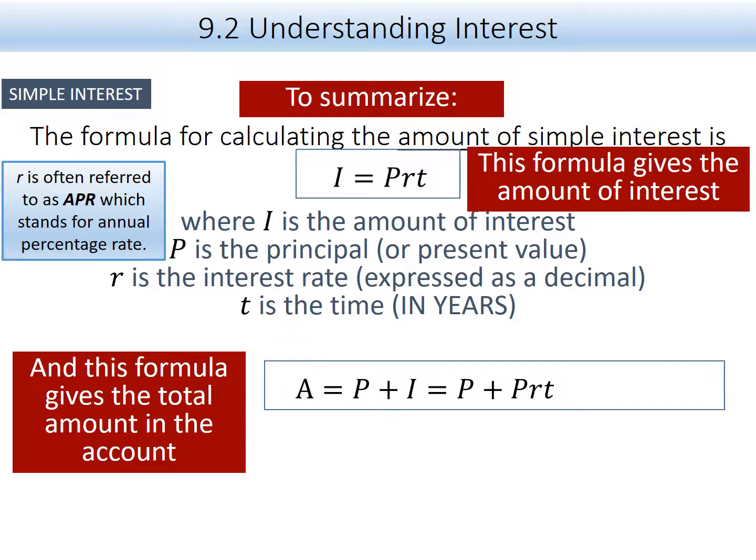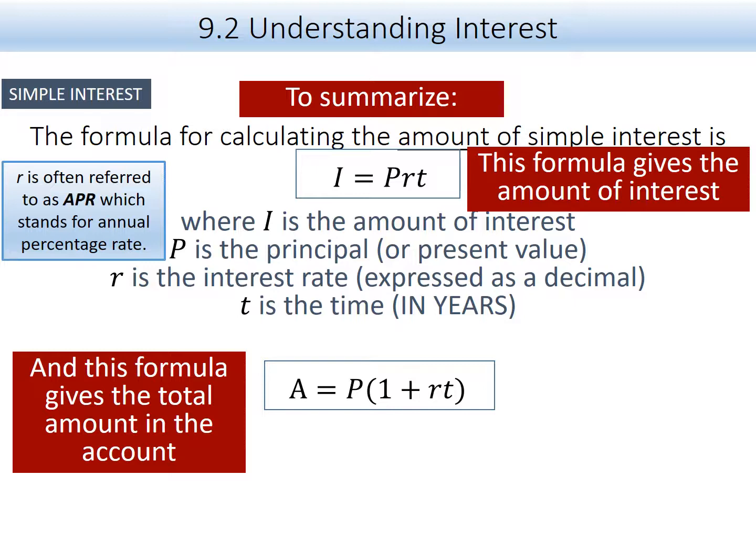Now, if you think about it a minute, the interest I is equal to PRT. So if you take PRT and put it in place of I, and then factor out the common factor of P, you'll get another variation of this formula, which gives you directly the future value.